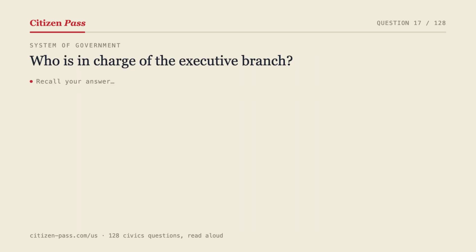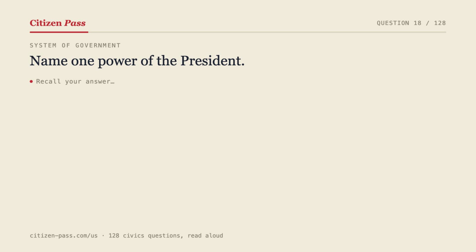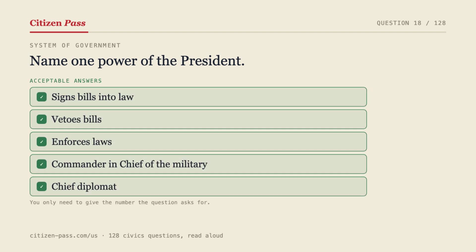Who is in charge of the executive branch? The answer is the president. Name one power of the president. Acceptable answers include signs bills into law, vetoes bills, enforces laws, commander-in-chief of the military, or chief diplomat.